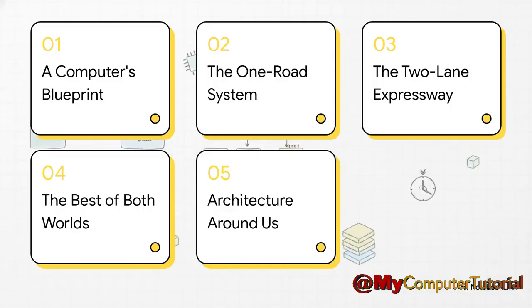So here's our game plan. We're going to start with what a computer's blueprint is all about. Then we'll check out the original one-road system. That's the von Neumann design. After that, we'll see how it got a major upgrade with a two-lane expressway called the Harvard Architecture. We'll also uncover how modern computers get the best of both worlds. And finally, we'll see where these designs are hiding all around us.